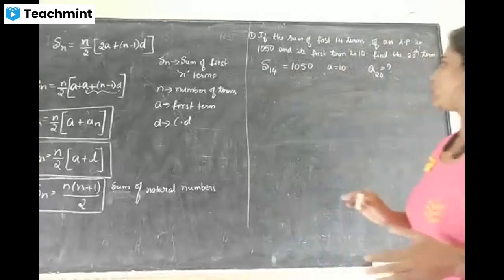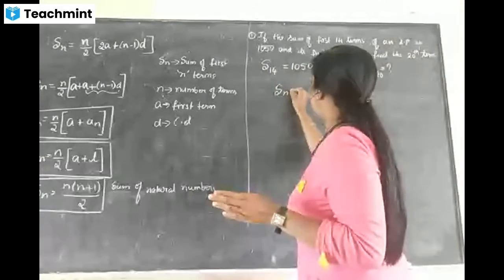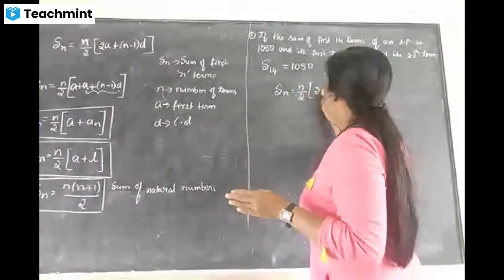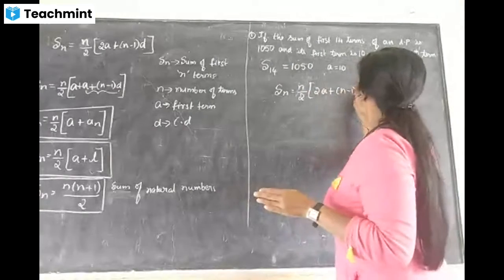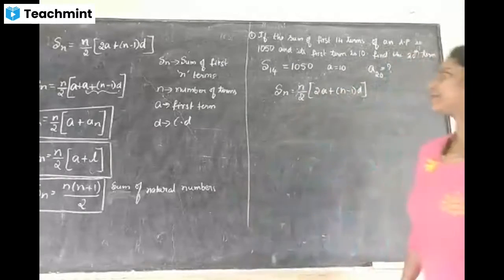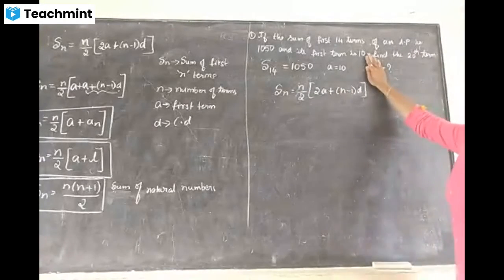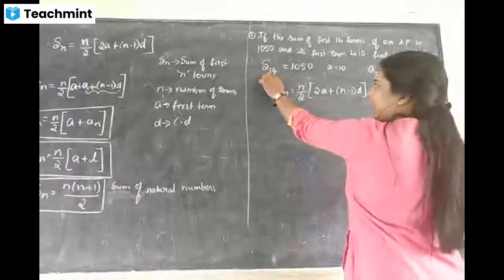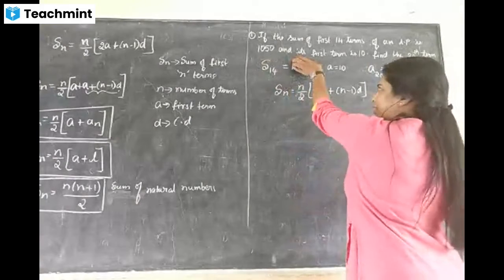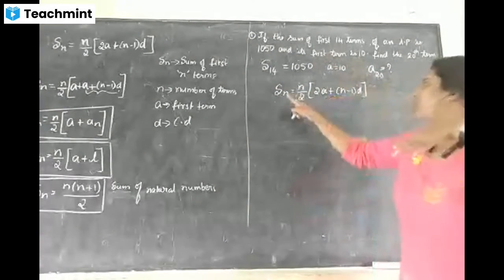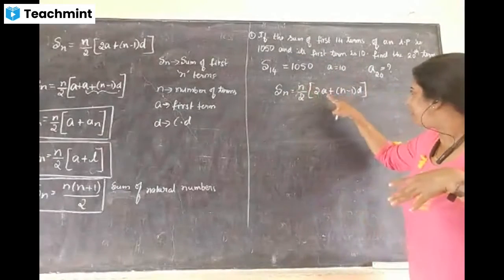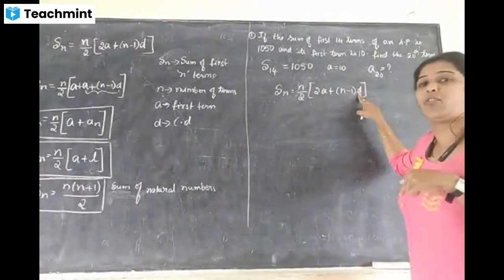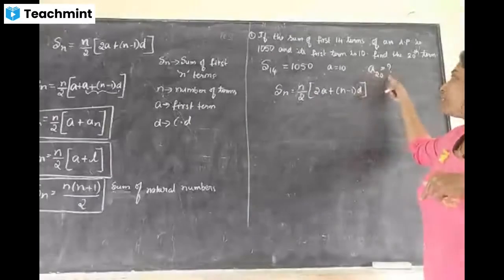S14 is equal to 1050. Now I write the formula: Sn is equal to n by 2 into 2a plus n minus 1 into d. First, we have n is 14. We have Sn, we have a. So we have to find the value of d first. After finding d, we can go for the a20 value.